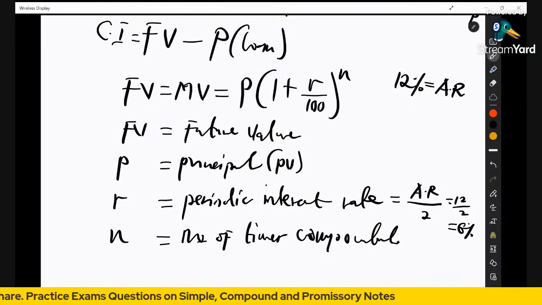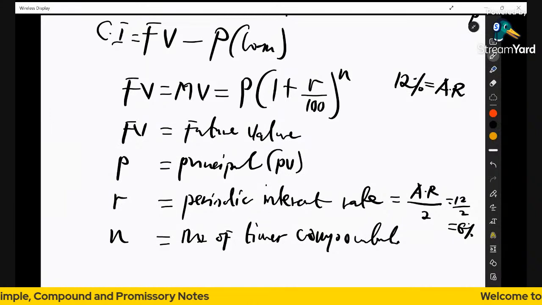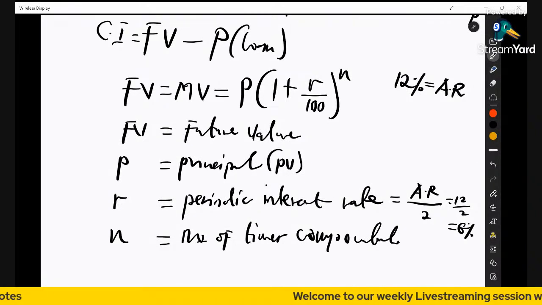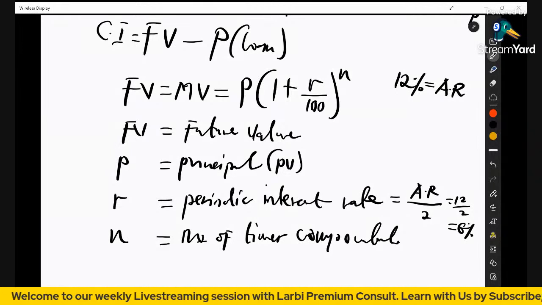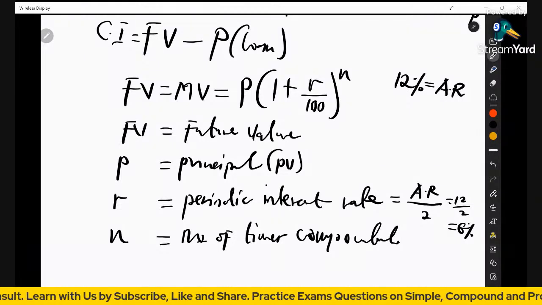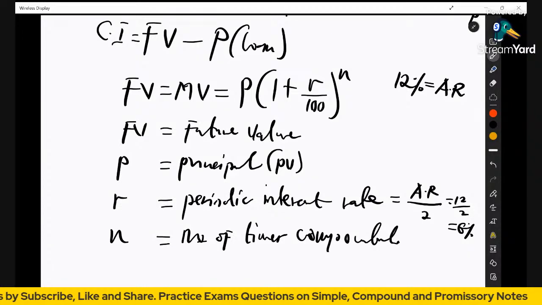We can do that. If, let's say, we're asked to compound quarterly, based on this 12% annual rate, then that will have been the annual rate divided by 4, because we have 4 quarters in a year. So we divide by 4, so we get our periodic interest rate. If we were to be monthly, then we'll have 12% divided by 12, and we get our periodic interest rate. So this is what we need to understand when it comes to the periodic interest rate.